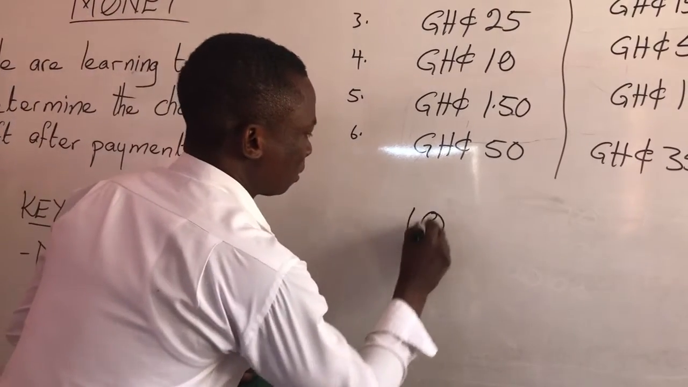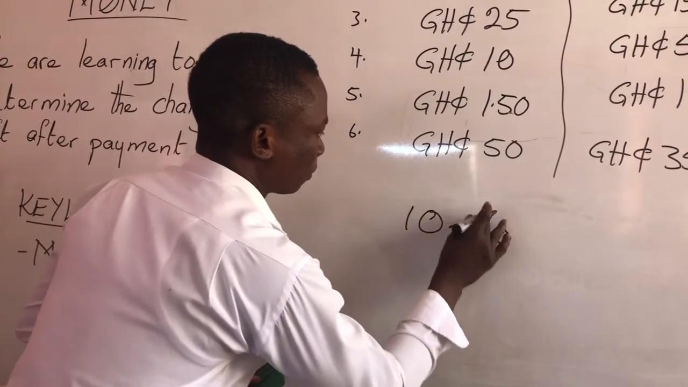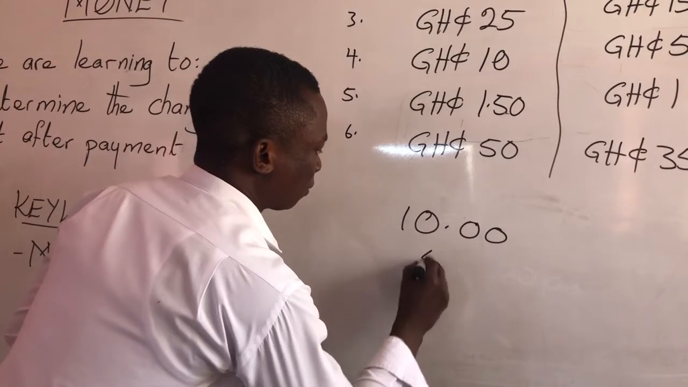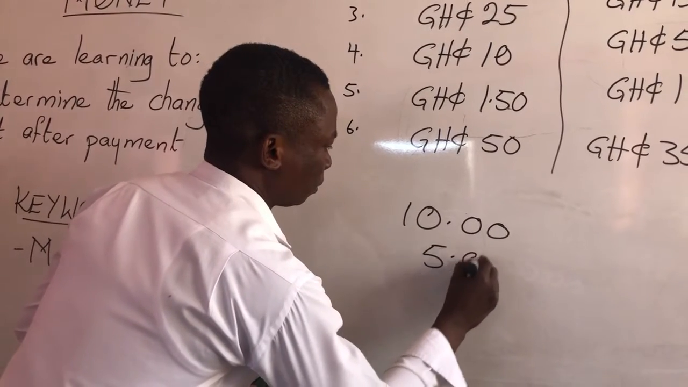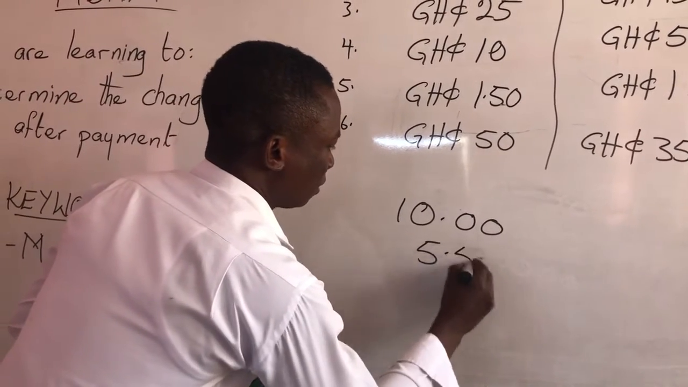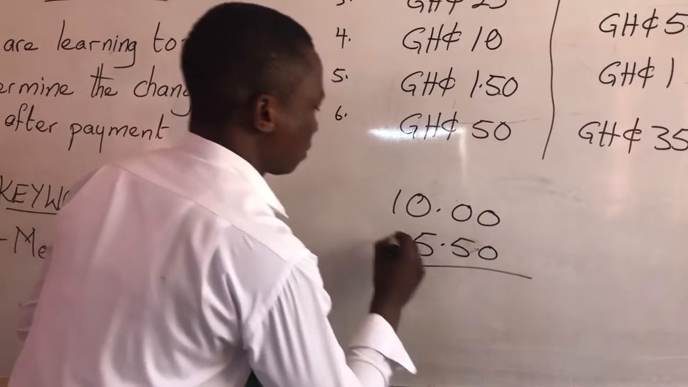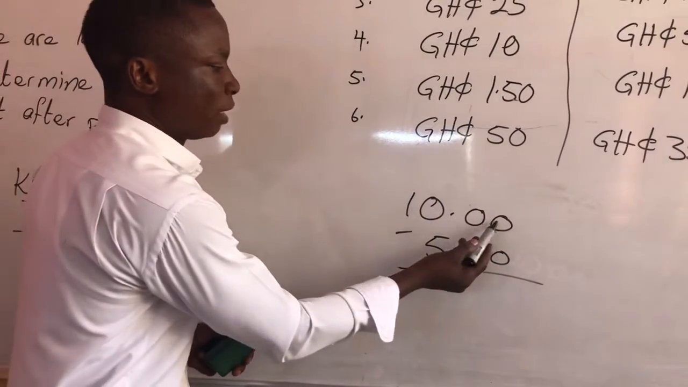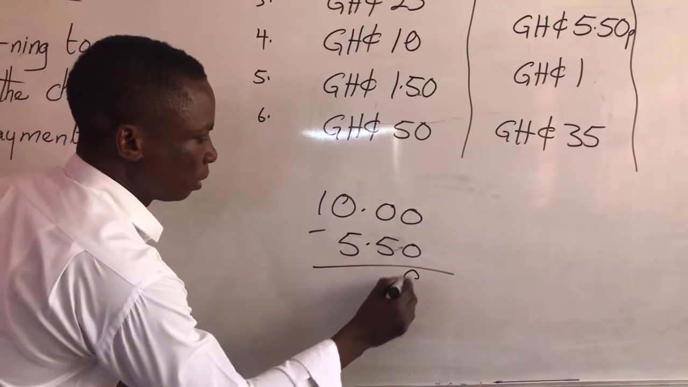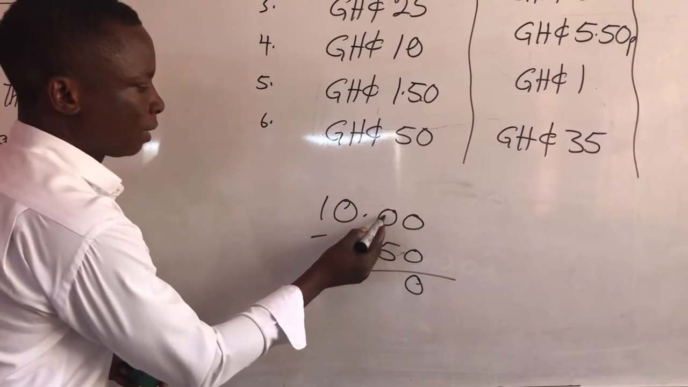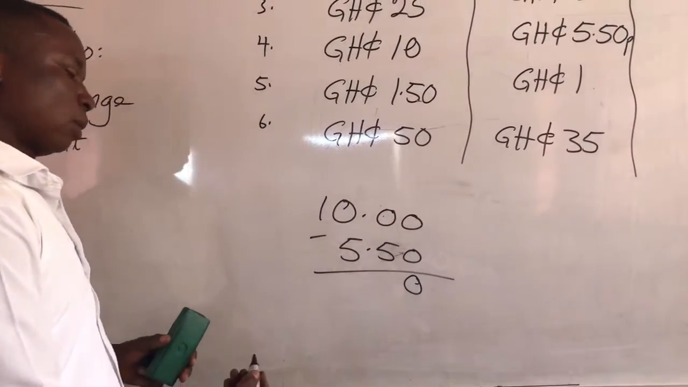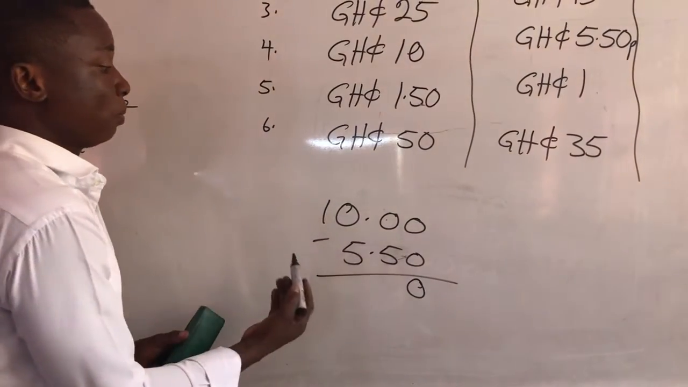Let's rewrite this. And this one is what? 5 cedis, 50 pesos. Let's do our subtraction. 0 minus 0 is what? 0. 0 minus 5 is what? Hey, not possible. Let's quickly borrow.